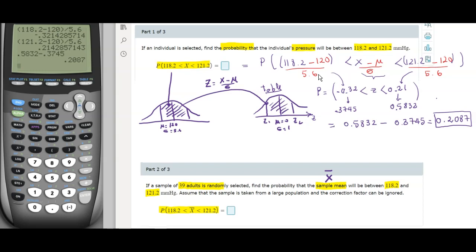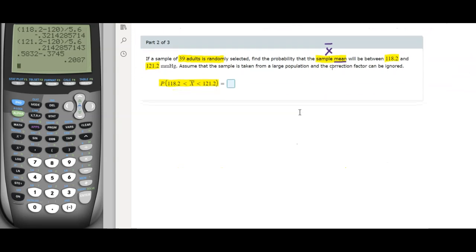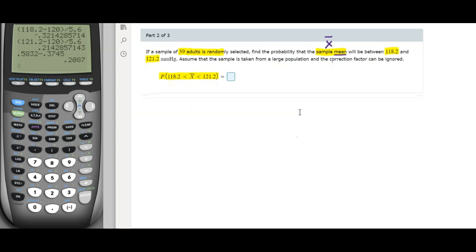Here they did not ask about the mean of the individual blood pressure. Here they ask about the blood pressure directly. They didn't ask about the mean, so they added the word mean. All right, and that makes a difference. Okay, so let's see. I'm going to try to explain it again with the graph.